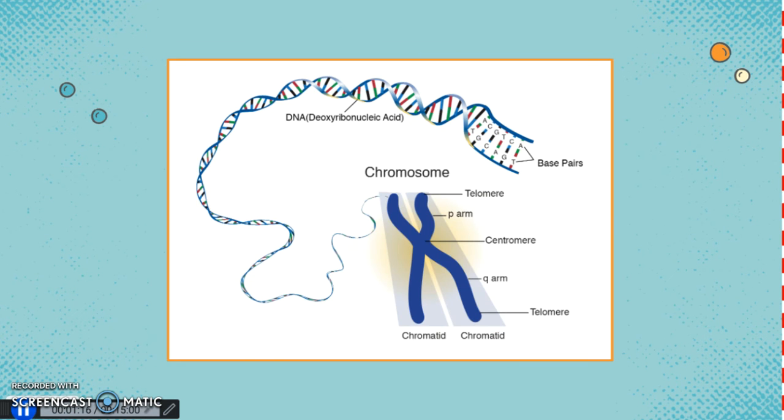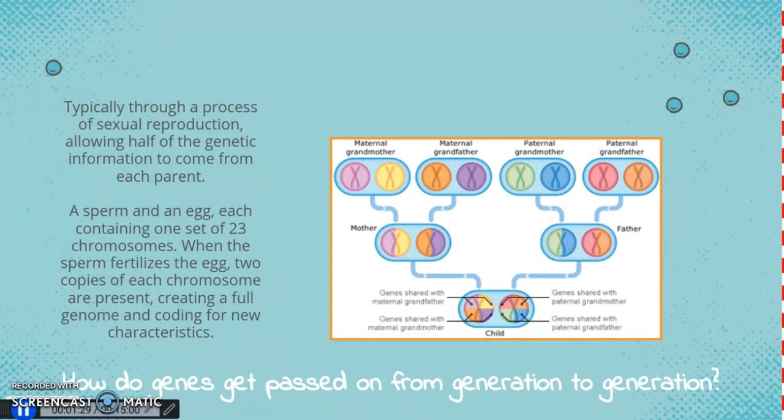So here we have a diagram of a chromosome. You can see that it's notably in the form of what you would call an X, and it's connected in the middle at what we refer to as the centromere. How do genes get passed on from generation to generation?